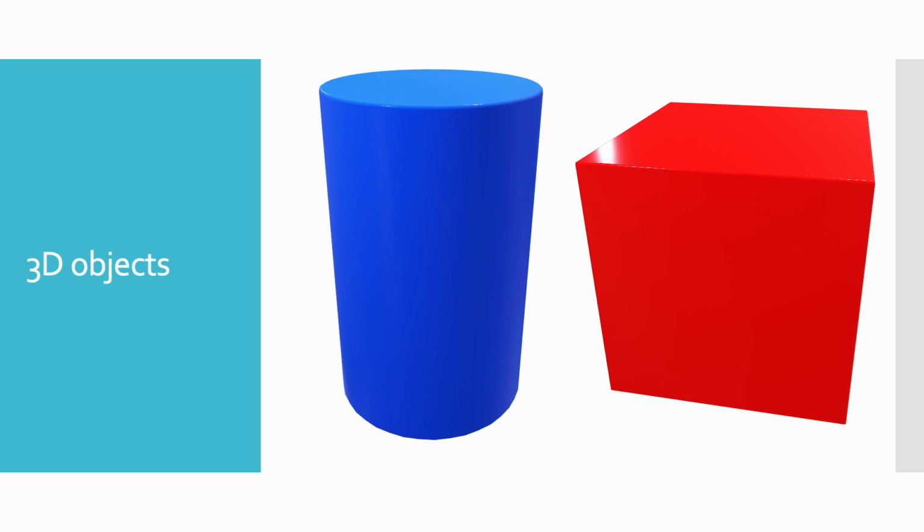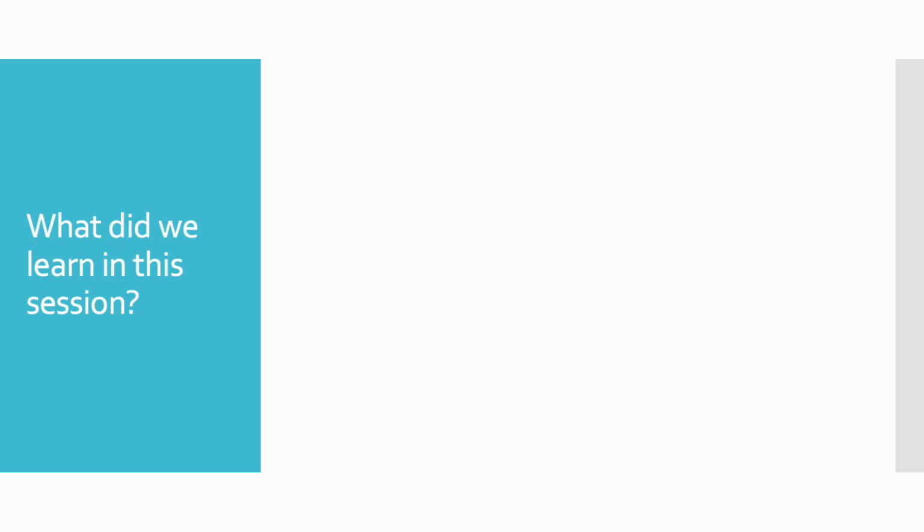So you can see examples of 3D objects like this red cube and blue cylinder. These shapes not only have length and breadth but also height or depth. So when we calculate their volume, we multiply length, breadth and height. So this tells us how much space the object takes up.